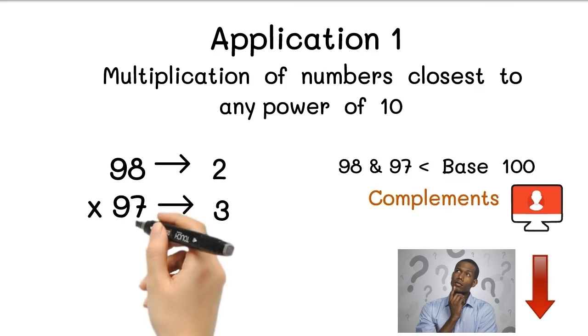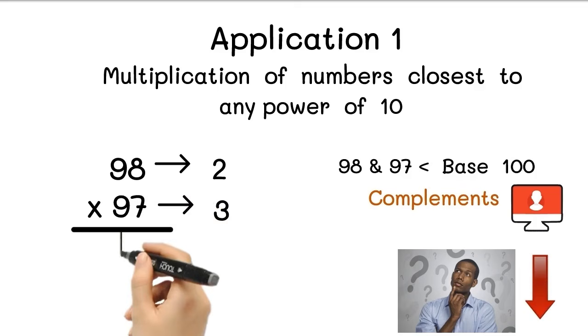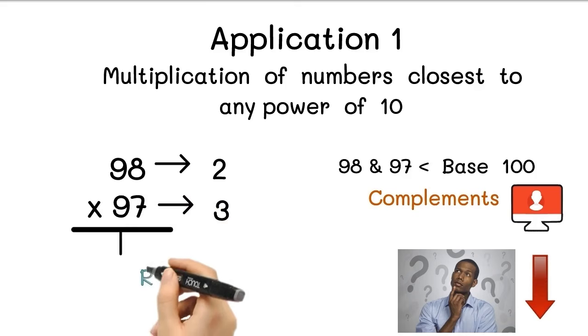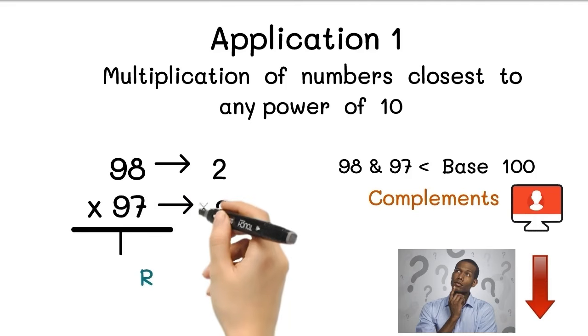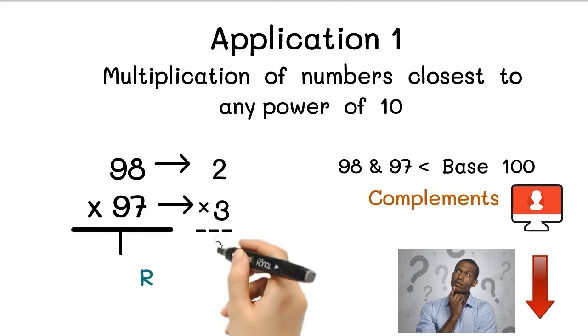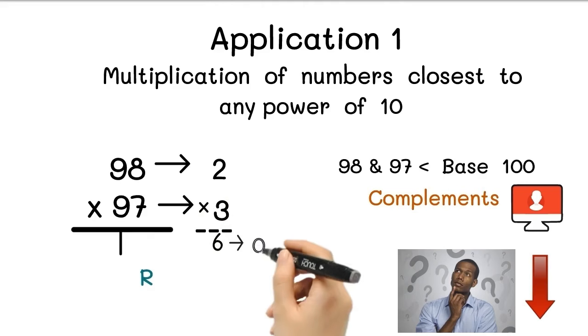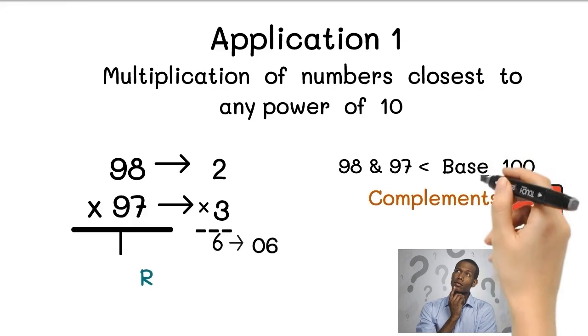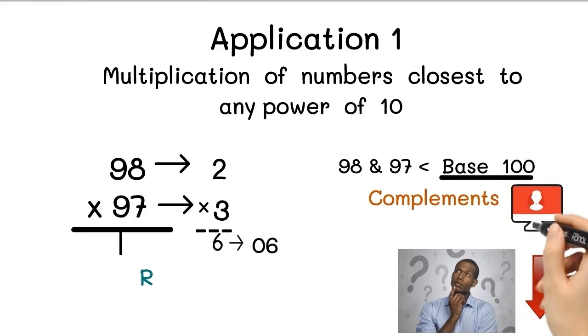In the next step, we will find out the left and right part of the answer. To get the right part, we need to multiply the complements together. So 2 multiplied by 3 equals 6. We will write this 6 as 06. Since our base is 100, the answer must be double digit, so we have to add 0 to the left of 6. Write down this 06 in the answer.